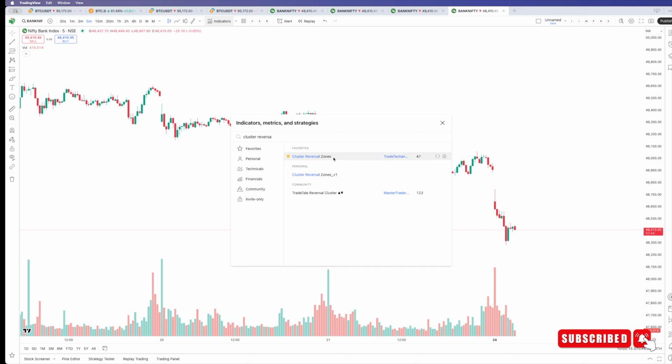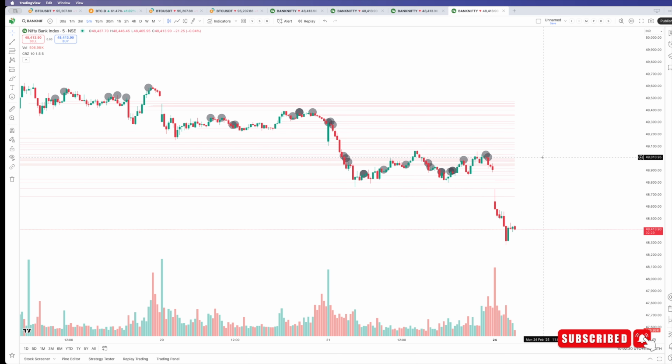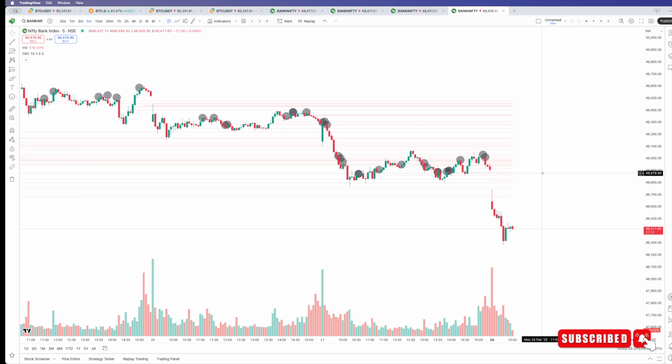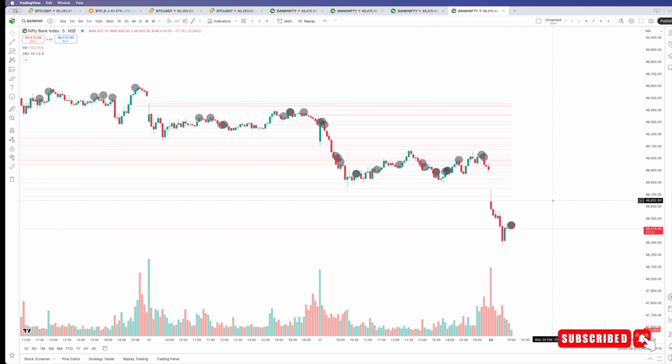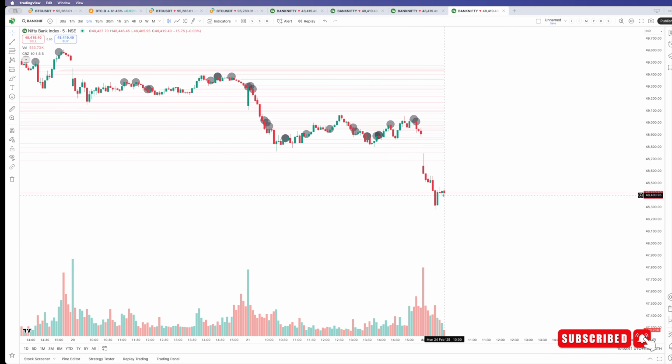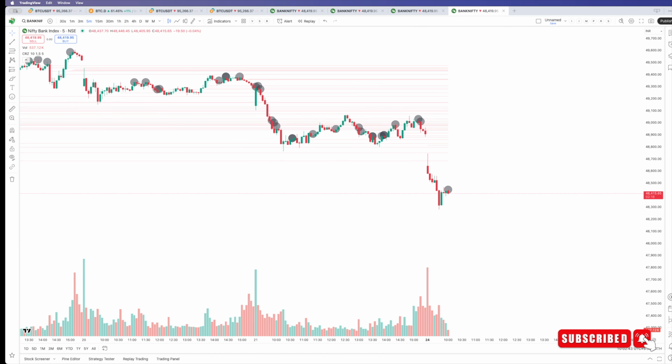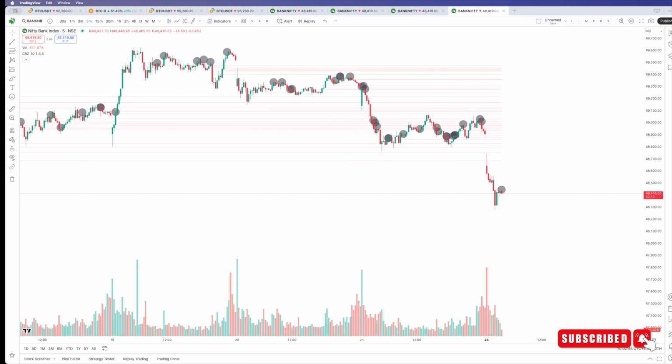It's now with the name V1. It won't be updated with this name because I recently made changes. So Cluster Reversal Zones is the indicator name, and I'll put the direct link to the indicator. This is freely available on TradingView, so no issues with that. I'll put a link to the indicator in the description. As you can see, just now a circle is trying to appear, and now let's see how it works.